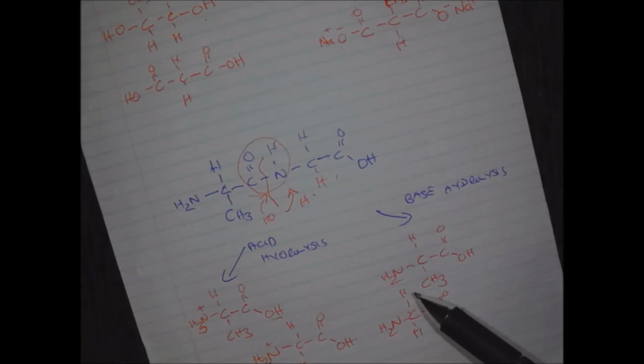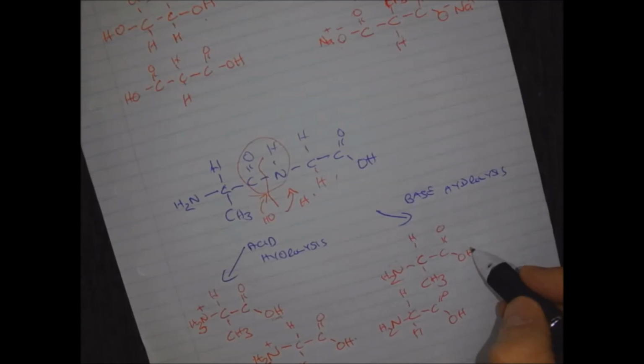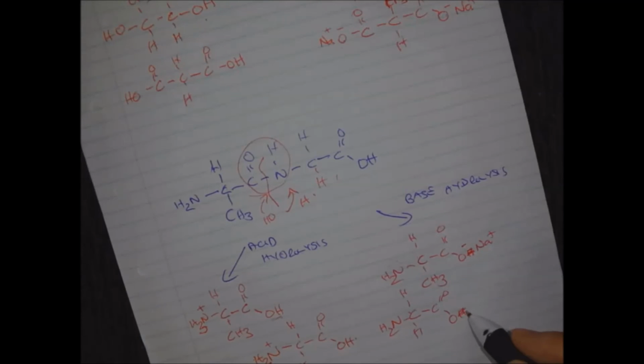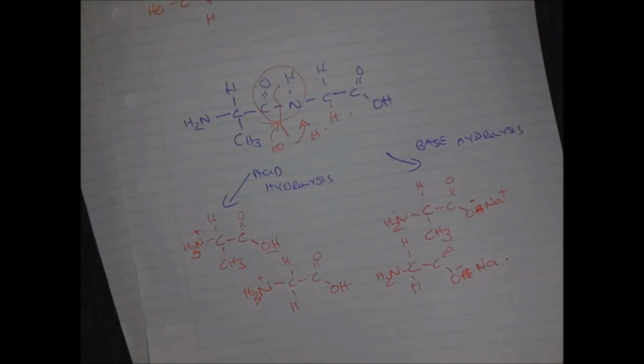Now under base conditions, this group here is basic, so it's not going to do anything, but this is an acid group, so it'll become O minus Na plus, it'll become the conjugate base, O minus Na plus. Okay, so that's just another example of acid-base hydrolysis. Notice the pattern that happens.